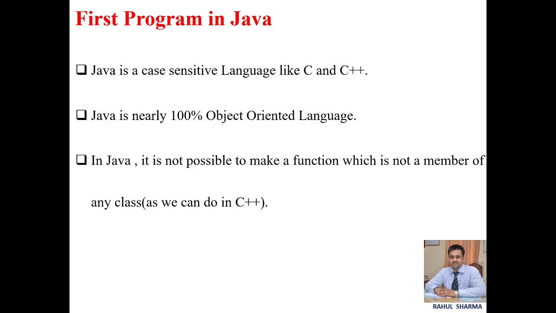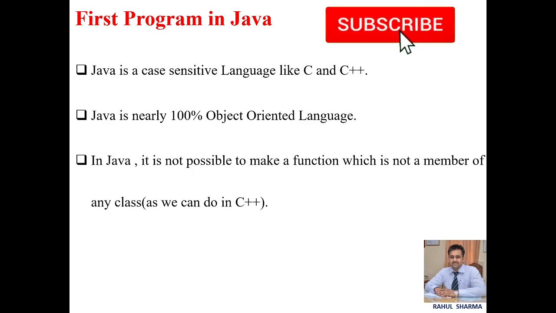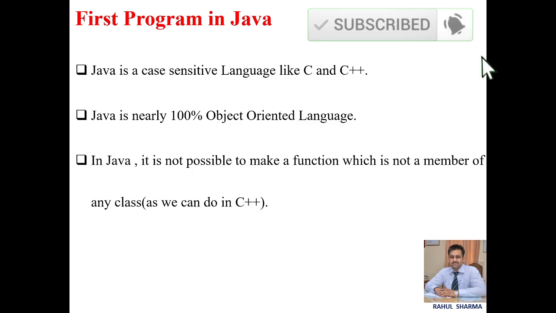First point is Java is a case sensitive language like C and C++. Second, Java is nearly 100% object oriented language. Why are we calling it nearly 100% object oriented language? Because we can say it's a completely object oriented language, but there are some points in Java where we can say it's not a fully object oriented language. We will study about this topic in the upcoming videos.